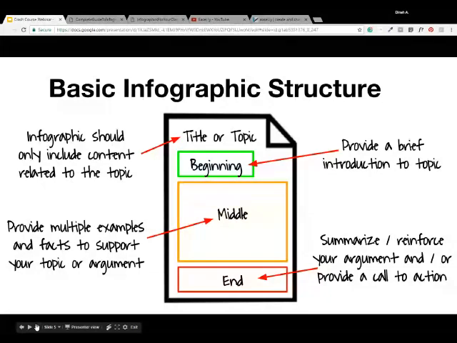Every infographic should have a title or a topic. We have this listed at the top, but of course there are some infographics that may have it in the middle with all the content surrounding it visually. But for the most part, you do want to keep in mind that people consume content from top to bottom and left to right. So that might be a nice way to get started with your design.